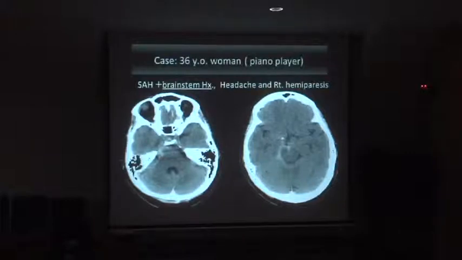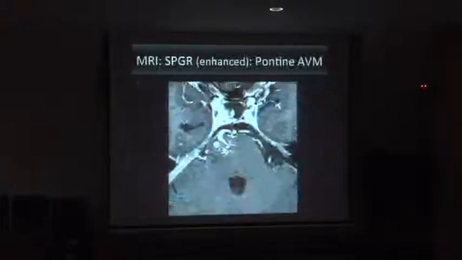Next case is a 36-year-old woman. She suffered from sudden headache and right hand paralysis. Right hand paralysis is a severe problem because she's a piano player. CT scan shows subarachnoid hemorrhage and brainstem hemorrhage. And this MRI shows pontine AVM.